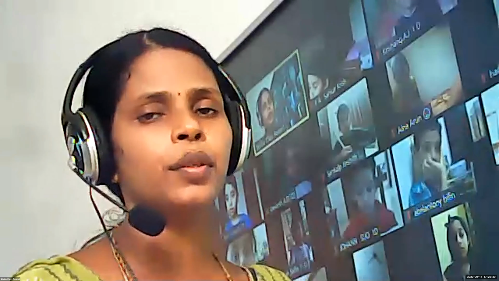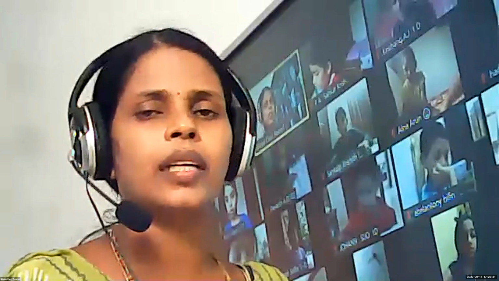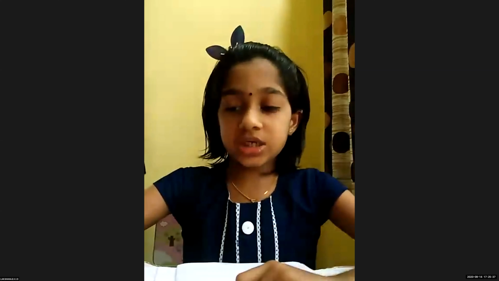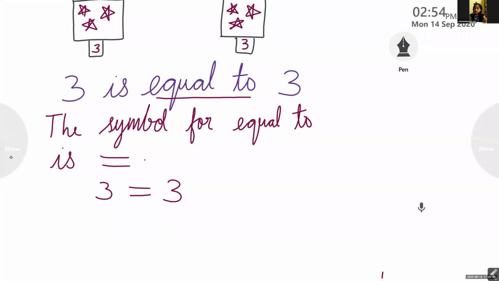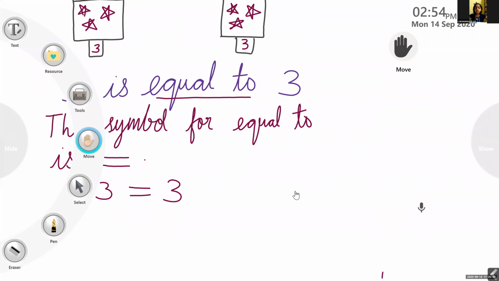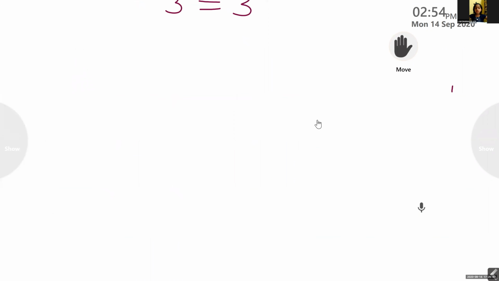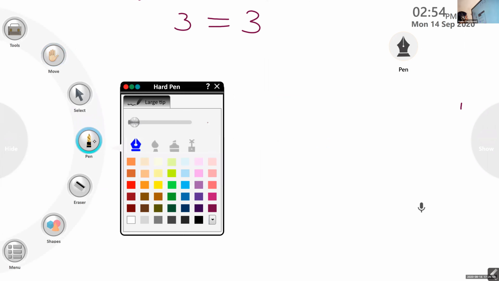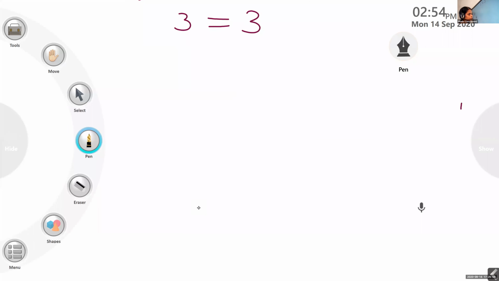So take a fresh page. Now we are going to do some exercises related to symbols. Take a fresh page. Now we will write together.